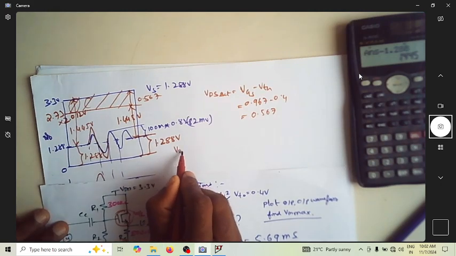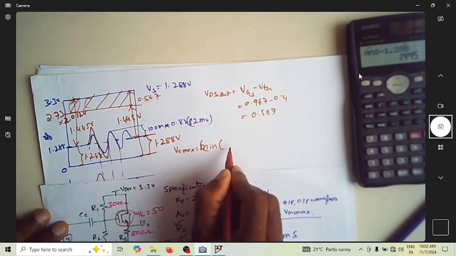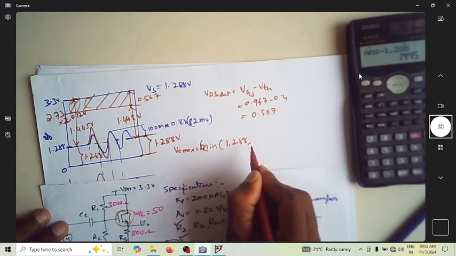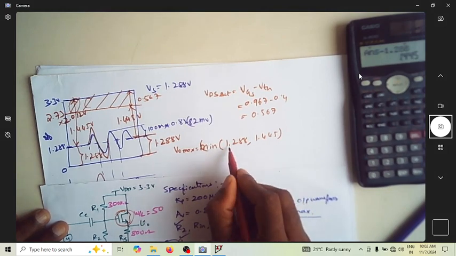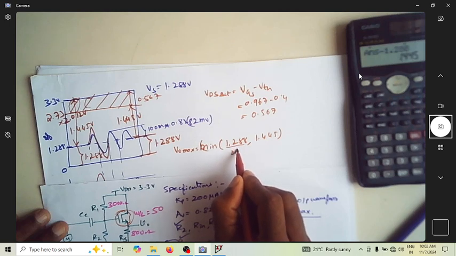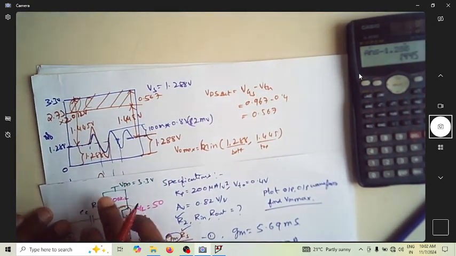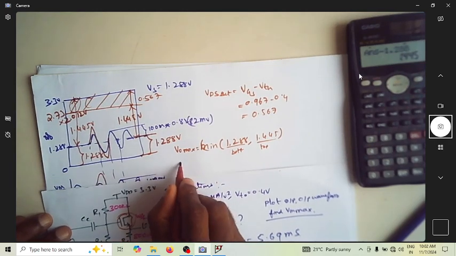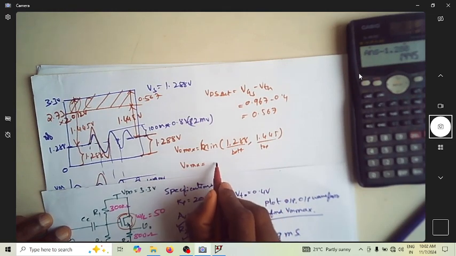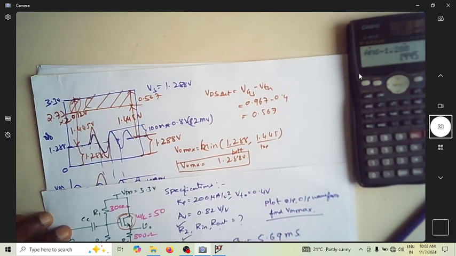So V0 max possible is the minimum of these two voltages: the minimum of 1.288 and 1.445. This is the swing available on the bottom, negative side, and on the top side you have this much swing available. So V0 max I can have is 1.288 volt. This is the maximum voltage you can think of having.